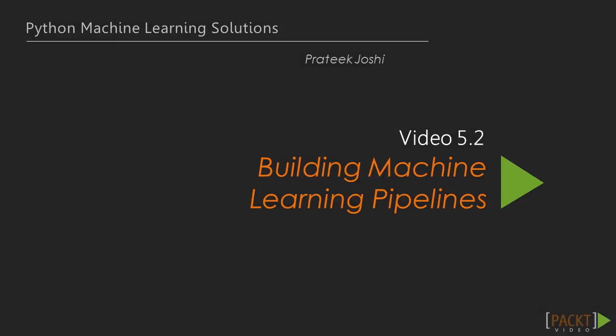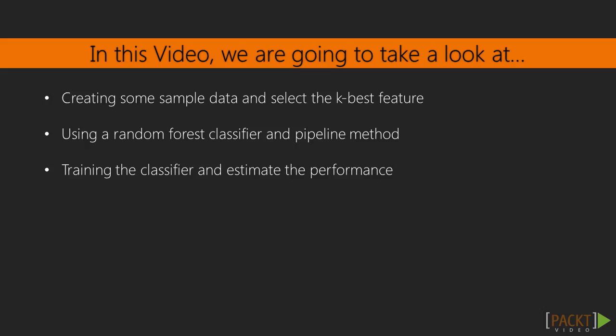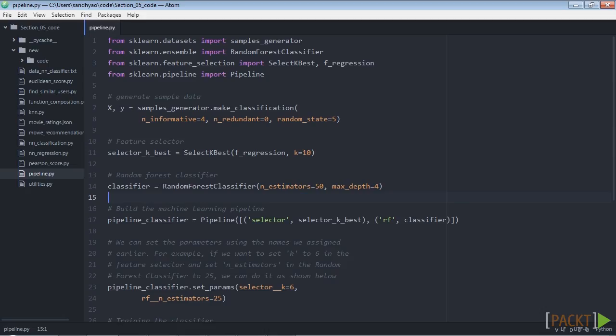In the previous video, we looked at building function compositions for data processing. In this video, we will build a pipeline to take the input feature vector, select the top k features, and then classify them using a random forest classifier. So this video will focus on building machine learning pipelines.